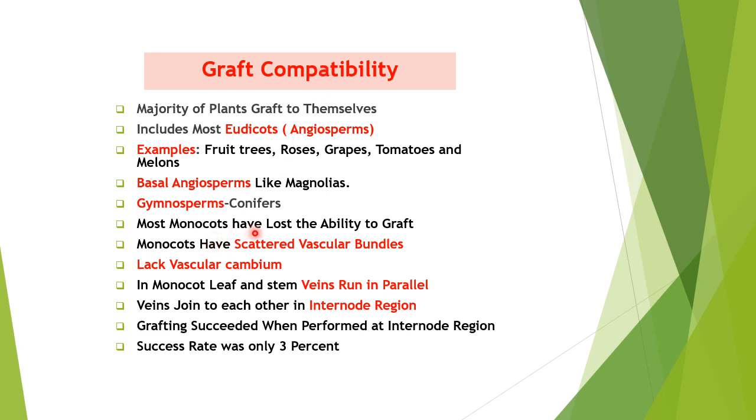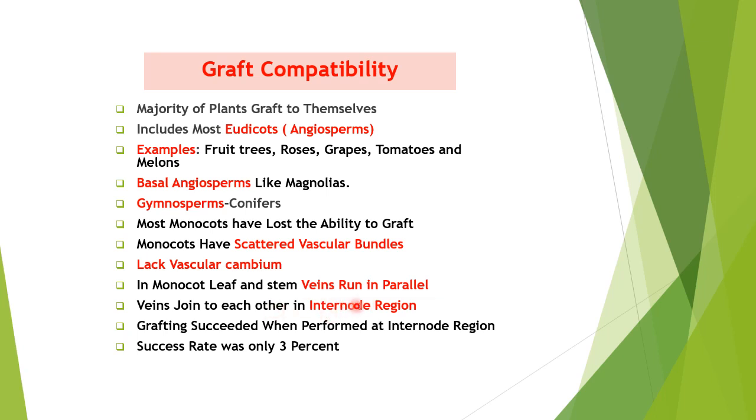Most monocots have lost the ability to graft because monocots have scattered vascular bundles, and they lack vascular cambium. Vascular cambium is important for the graft union. And at the same time, in monocots, leaf and stem veins run in parallel.